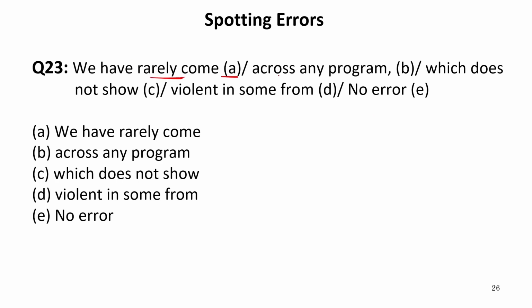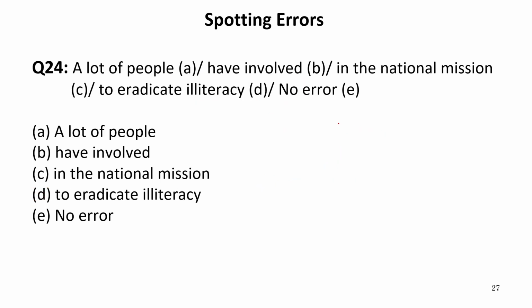We have rarely come across any program which does not show violent in some form. Now, violent in some form is incorrect because we need some noun over here, and the structure which is given to us is incorrect. So, D is the answer. It should be form. Violent in some form, not from. From is a preposition. So, our answer is D. Now, let us move to the next one.